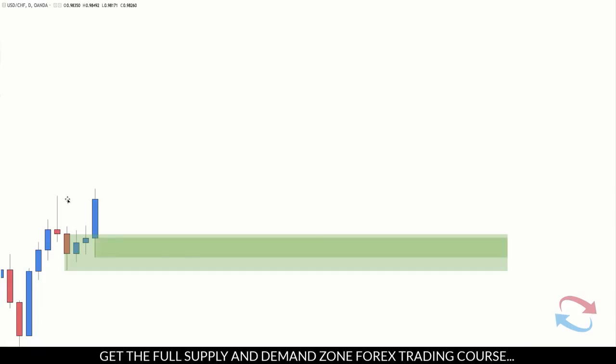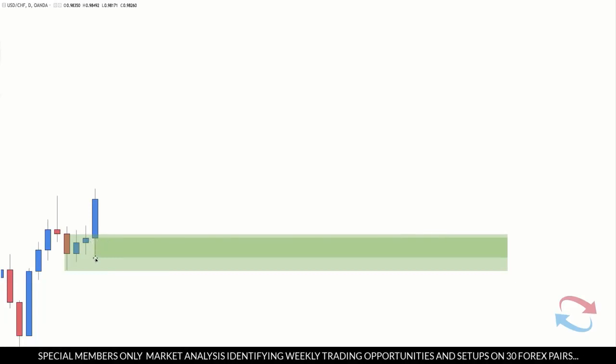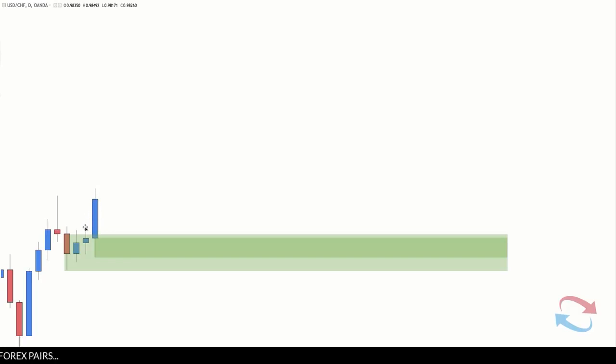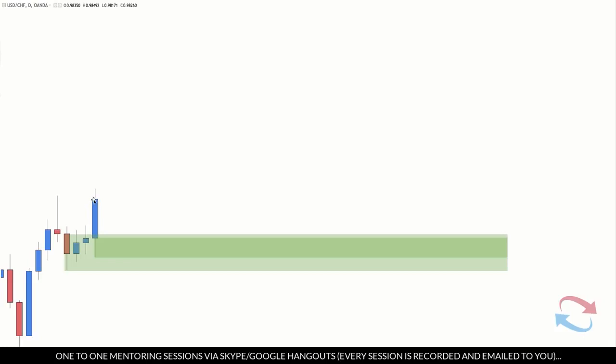So this also creates, if you know the eagle eye amongst you, some hidden demand as well around here, because the candle actually went below the previous candle's low and closed above the previous candle's high as well. So this was also some hidden demand in that area.